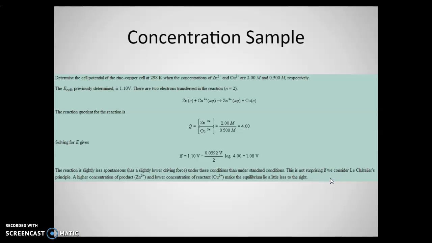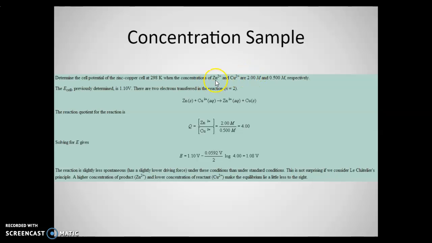If we use this as an example, we have a standard zinc and copper cell. We previously determined that the cell potential for this is 1.1 volts. What happens if you have a zinc ion concentration of 2 molar and a copper ion concentration of 0.5 molar?